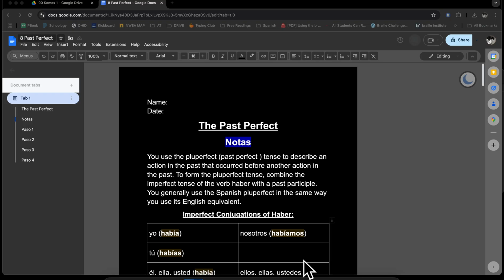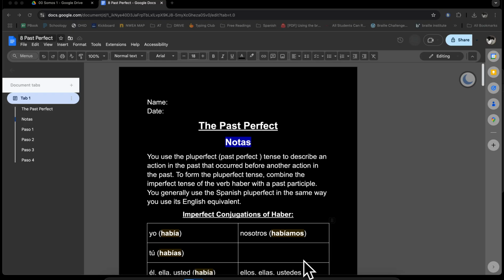So too, we do the same with the past perfect to describe actions in the past that precede other actions. Por ejemplo, había lavado todos los platos cuando mi primo me llamó por teléfono. I had washed all the dishes when my cousin called me on the telephone. Or, había terminado toda mi tarea cuando empecé a jugar videojuegos. I had finished all of my homework when I began to play video games, right?